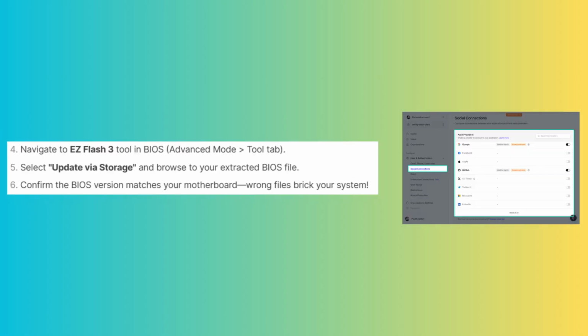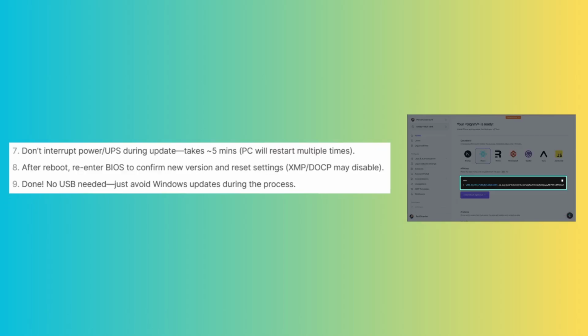Now, navigate to the EZ Flash 3 tool in BIOS Advanced Mode and the Tool tab. Here, select Update via Storage and browse to your extracted BIOS file. Confirm the BIOS version matches your motherboard, as wrong ROM files can brick your system. Don't interrupt power or UPS during the update, which takes about 5 minutes.